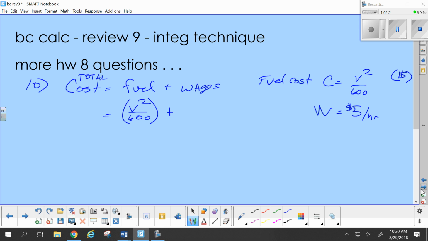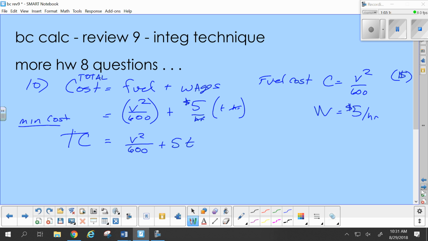Now, the wages might have been your issue. What do the wages cost? It's not $5, it's $5 per hour. Use the units as a guide, and then you'd multiply that by time in hours so that you get a money and money calculation. So the total cost function is V squared over 600 plus 5 times the time. By going fast, you might help yourself with the wages, but it will hurt you with the fuel cost. Now, we're trying to minimize cost.